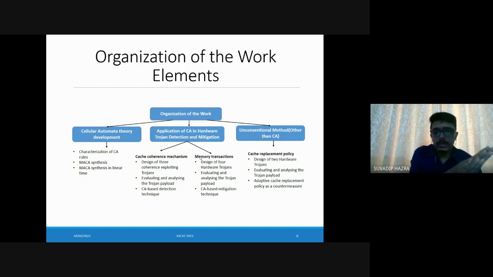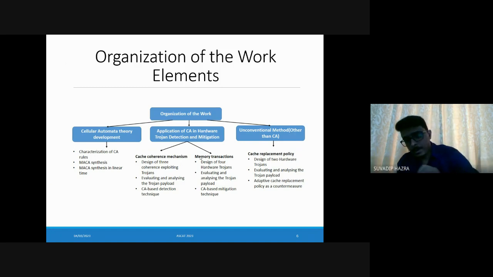And the last one is the cache replacement policy affecting hardware Trojan. Here we have considered 2 Trojan models. The first one affects LRU based systems, and the next one affects LFU based systems. In the Trojan activation state, suppose we are considering an LRU based system, instead of evicting the least recently used block, it will evict the most recently used block. So it will affect the system performance. And to mitigate the hardware Trojan, we have developed an adaptive replacement technique here.